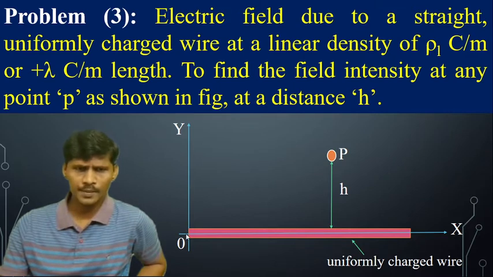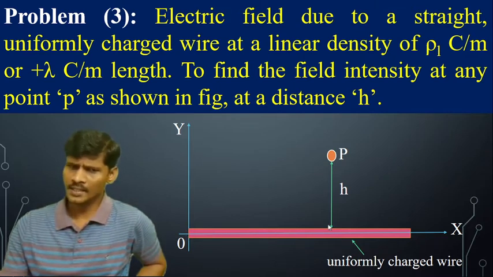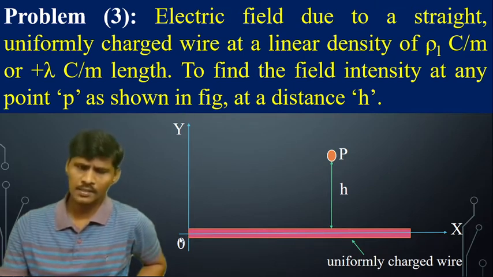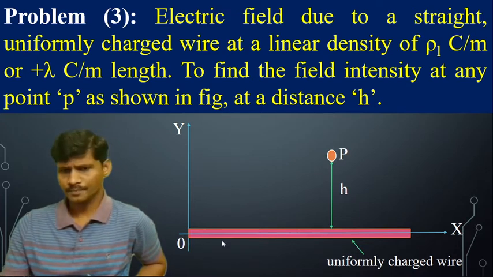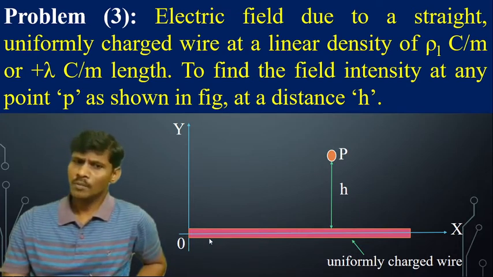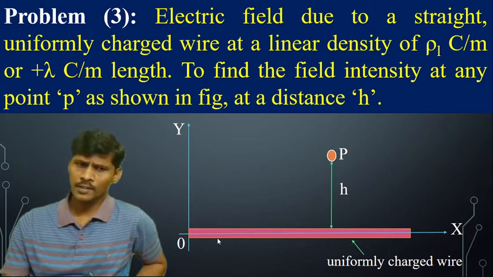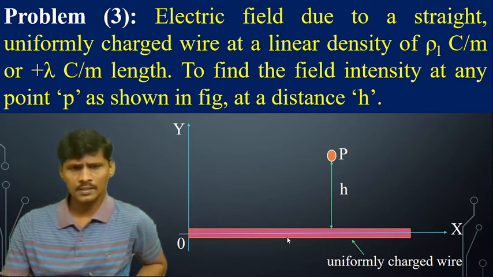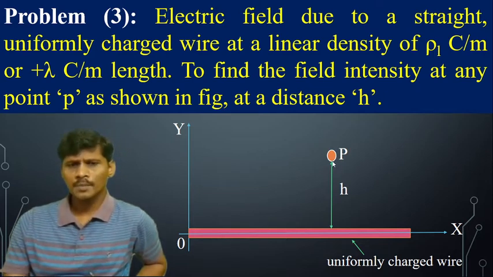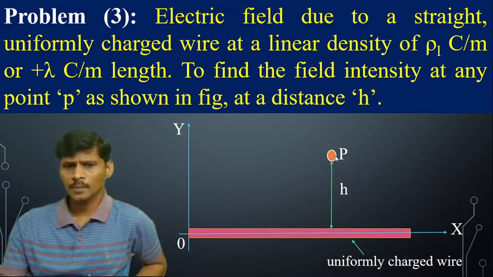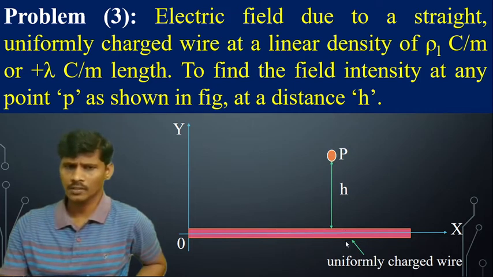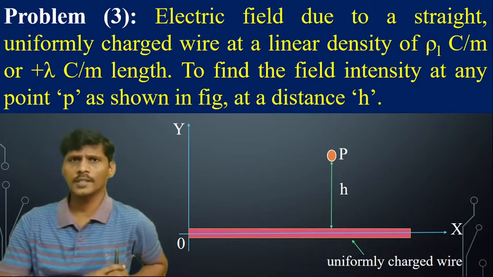In this figure, this is the x-axis, this is the y-axis, and this is the origin. The uniformly charged wire, or charged line, is placed along the x-axis and the point P is placed in the plane. Find the electric field intensity at point P, at a distance h meters from the line charge. That is the given data.